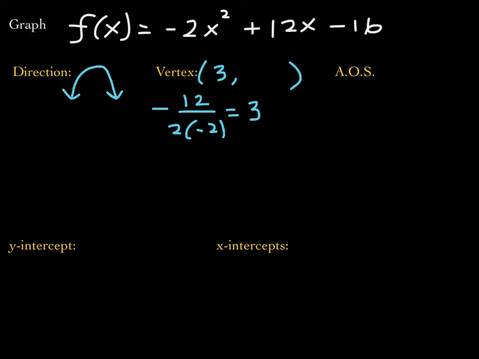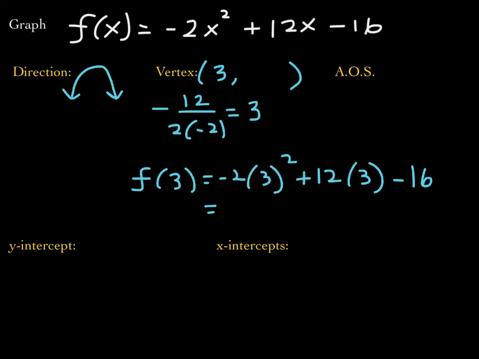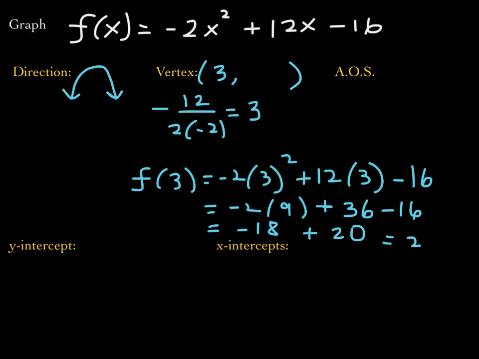What I need to do now is plug 3 into my function. So I'm plugging 3 into my function, and I am getting the following, which gives me 2. So then the vertex is (3, 2). All right, cool deal. The AOS is x equal to 3. All right, now let's go find our intercepts.